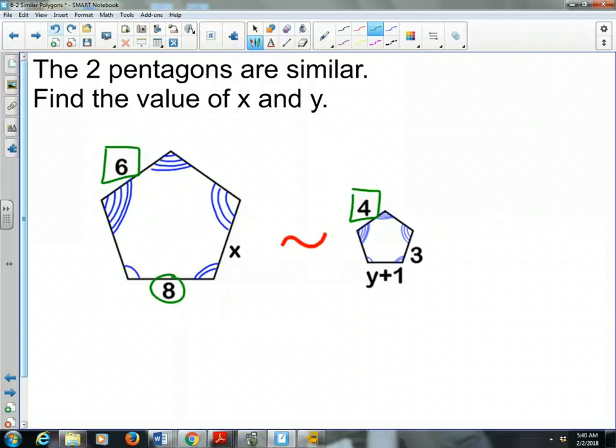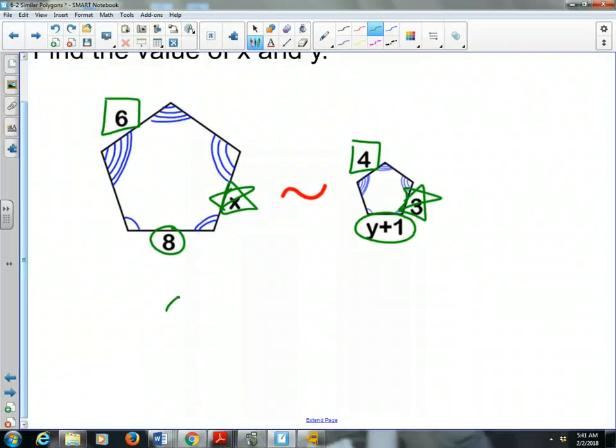The 8 corresponds to the y plus 1. And the x is in between the 2 arc and the 3 arcs. And the 3 is in between the 2 arcs and the 3 arcs. So now I can use proportions to solve for x and for y. So I'm going to say that 6 corresponds to 4. And that fraction is going to be equal to 8 corresponding to y plus 1. If the corresponding side lengths are proportional, then they equal the same fraction.